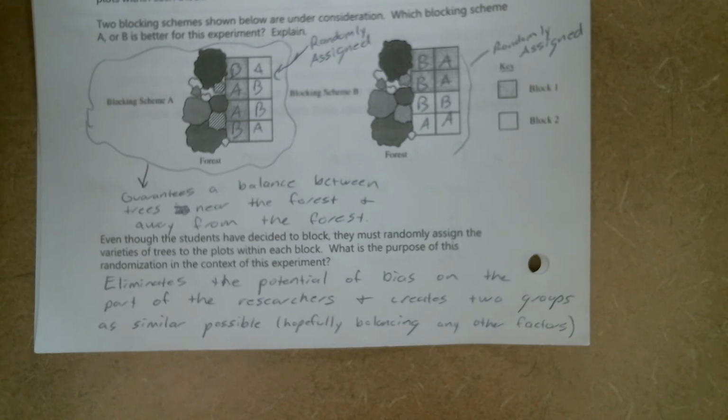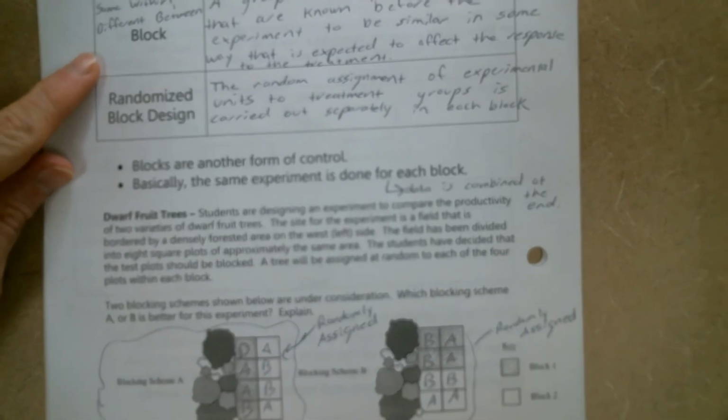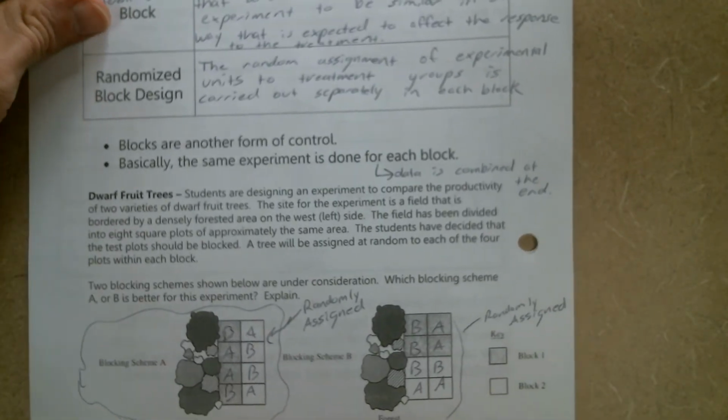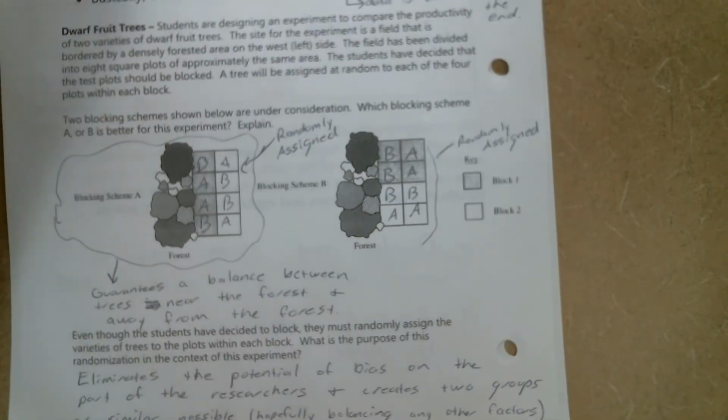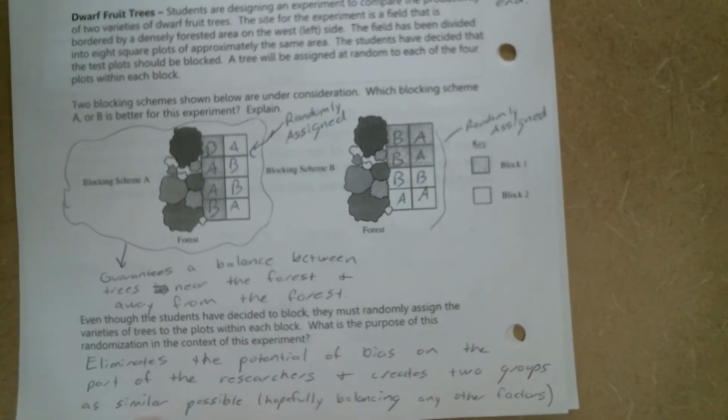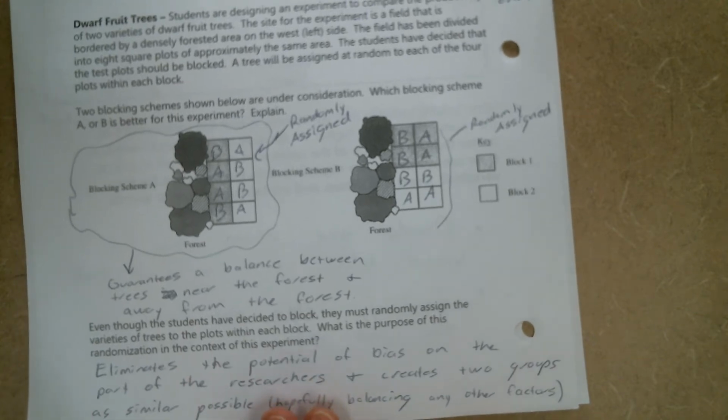Okay, so we block the stuff that we're aware of and try to control for it that way. And then we use random assignment to try to balance the other stuff that we might not be aware of, and to eliminate any personal bias on the part of the researchers for whatever stake they may have in the results. Okay. So again, that's kind of the idea behind this block design.